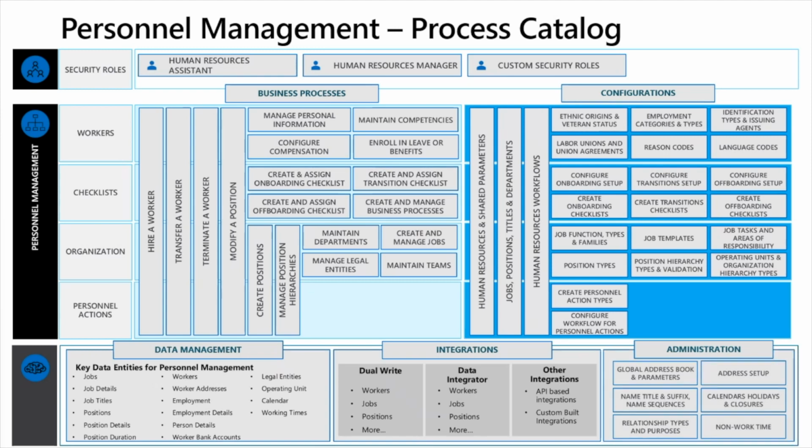Finally, we have the administration components. Many of the configurations have data points with the business process related to personnel management, but they also have data points with other modules. Again, this is not an exhaustive list of the systems or administrative setups that need to be completed before you start using the system. But these configurations do have a direct impact on personnel management, especially when creating and updating worker information such as addresses.